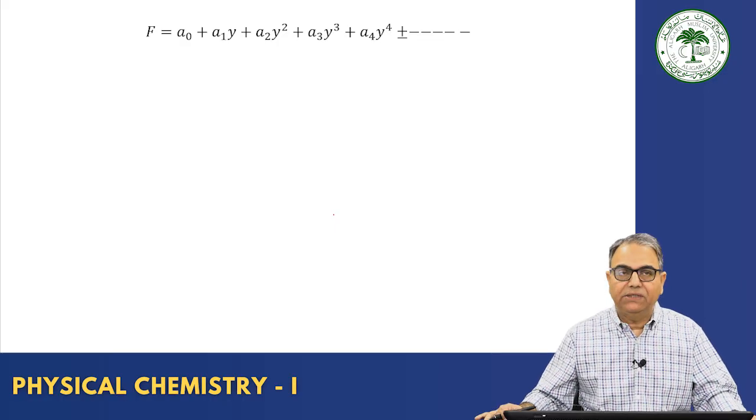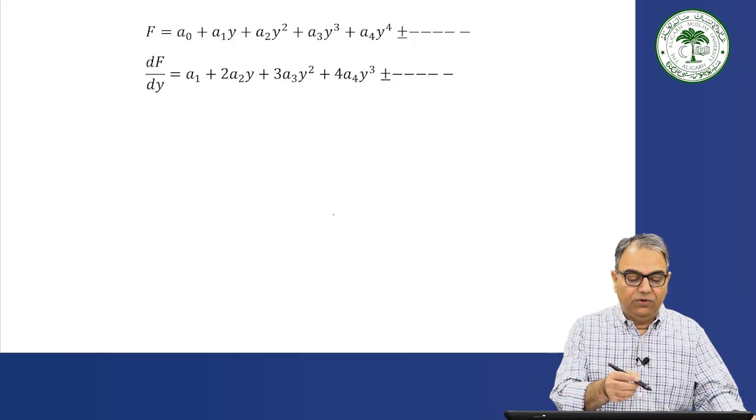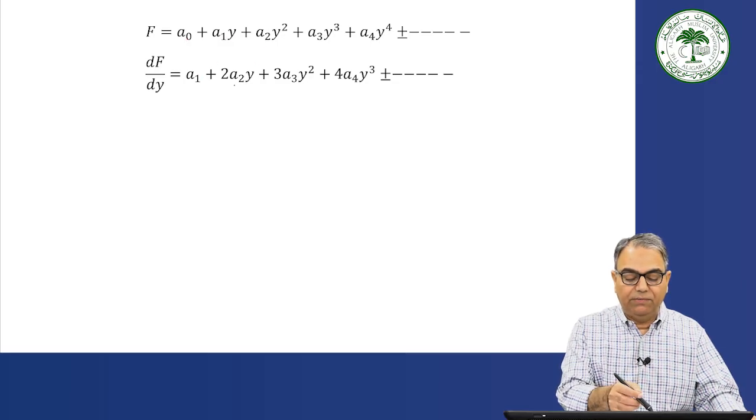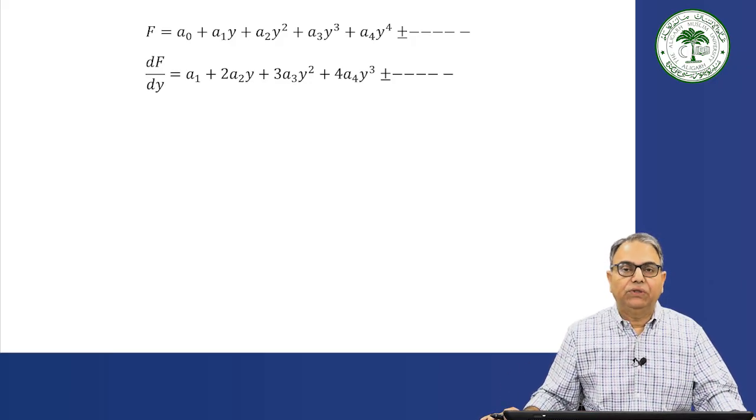Since in the Hermite differential equation we have f, df by dy and d square f by dy square, for finding df by dy and d square f by dy square we will differentiate. The a naught term will go because it does not have a y, and the derivative of a constant is 0. So a1y will become a1, a2y square will be 2a2y, a3y cube will be 3a3y square, and so on. It's a simple differentiation with which all of you are familiar.